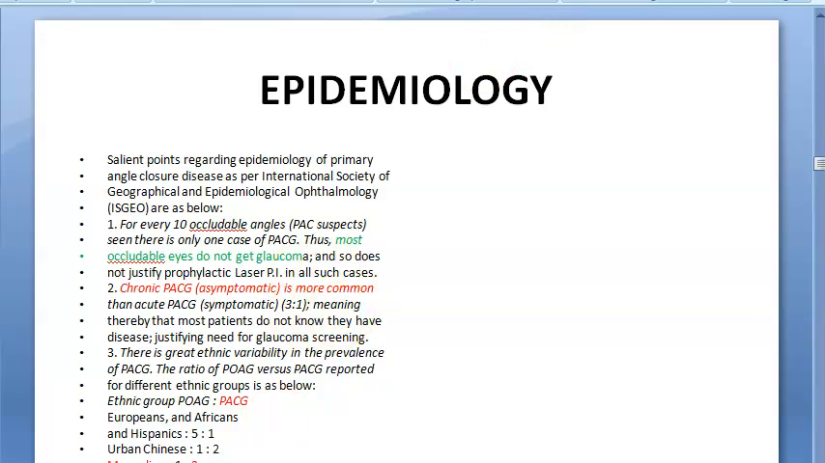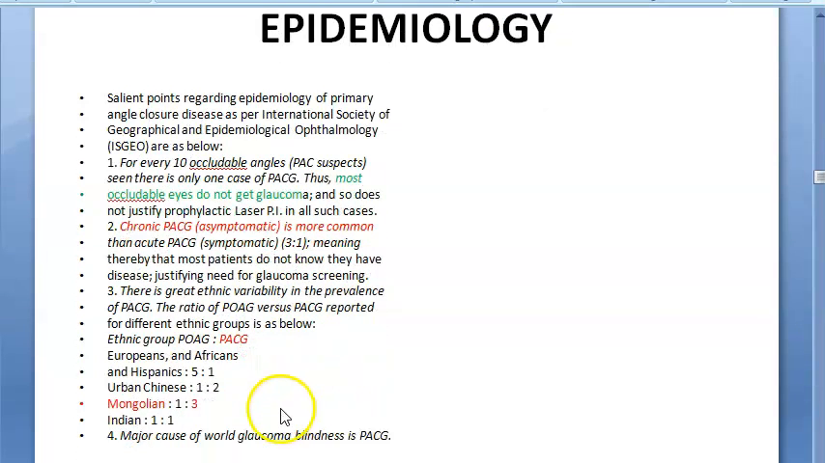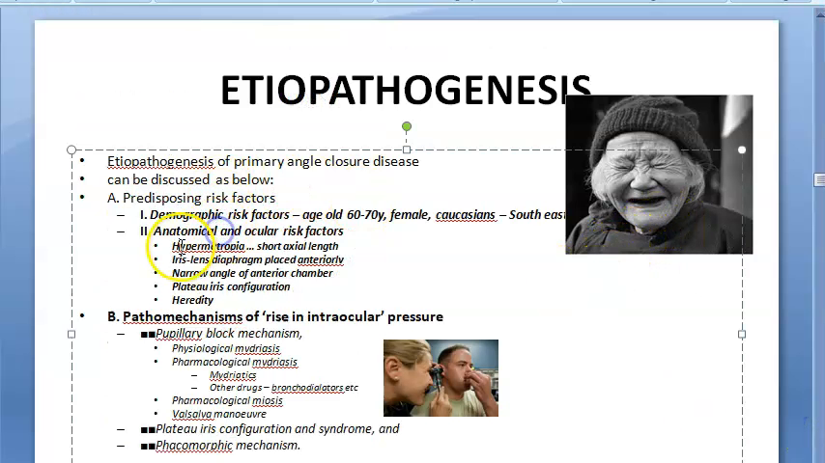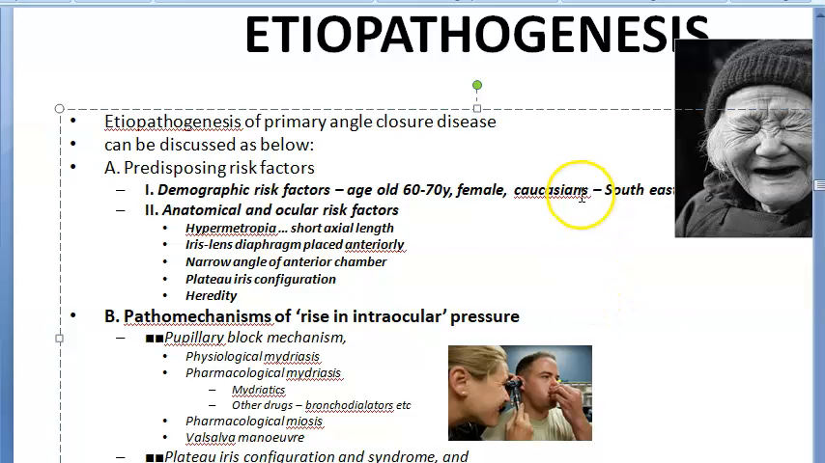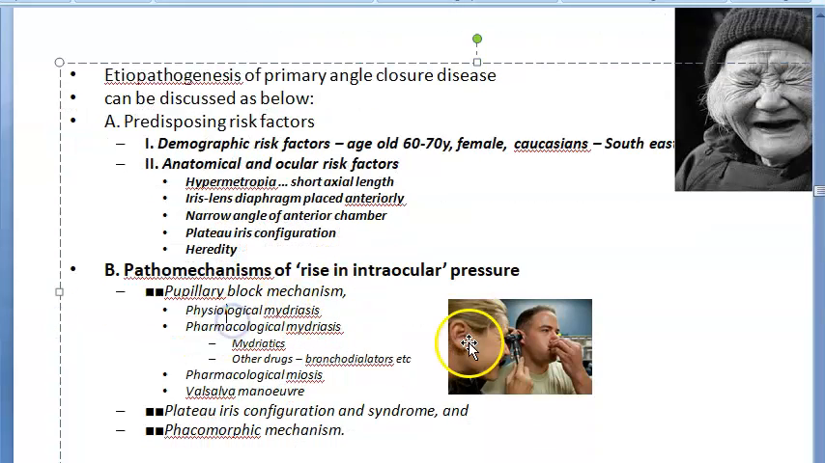So it's not that big a worry, but anyways, they are screening people, okay, and in whom is it more? In Mongolians it is more, because whoever has small eyes, especially hypermetropes, will have short axial length. So those people can go into angle closure. Especially 60 to 70-year-old females, Caucasians, Southeast Asians, Eskimos, Chinese can go into angle closure. These are people who have a narrow anterior chamber angle, an iris-lens diaphragm placed anteriorly, or the plateau iris configuration which you saw. All those people can go into angle closure. Heredity also can be a cause.